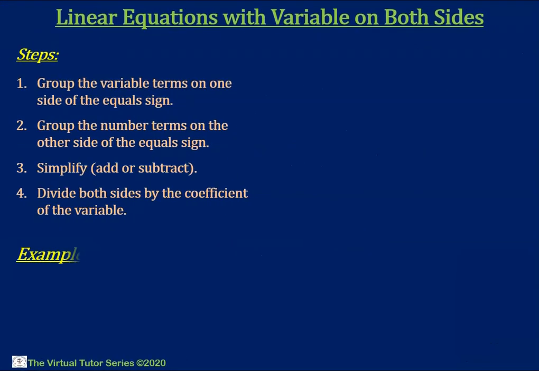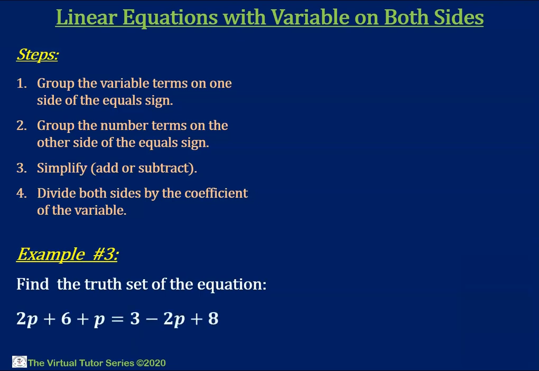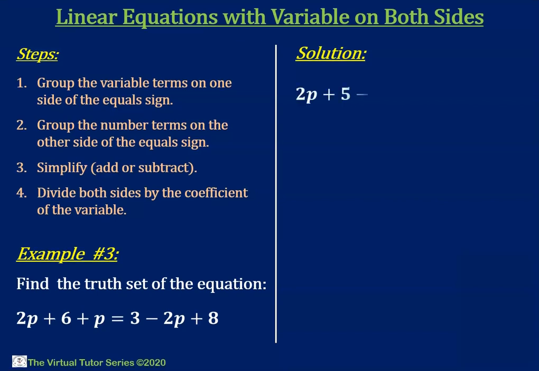Example number 3. Find the truth set of the equation 2p plus 6 plus p is equal to 3 minus 2p plus 8. Let's solve it together. We are given the equation 2p plus 6 plus p is equal to 3 minus 2p plus 8.